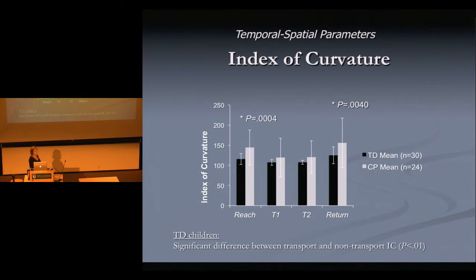We found significant differences in the index of curvature between the two populations for the reach and return phases. Among the typically developing children, we did see, again, a significant difference between the transport and non-transport phases for index of curvature.